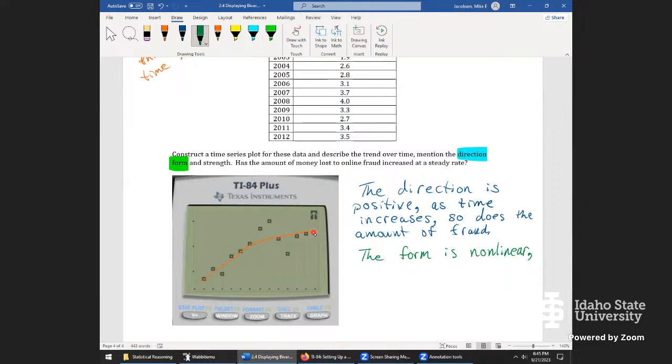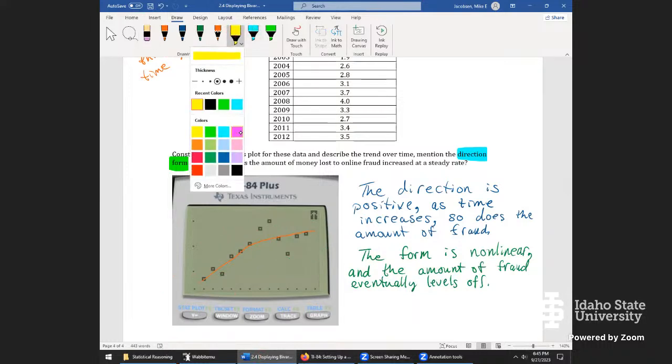We can say the form is nonlinear and the amount of fraud eventually levels off. Leveling off meaning right around here. It's becoming more flat or horizontal. That's a good thing in terms of fraud. It's still increasing, but not as fast as it was initially on this end of the spectrum. So that's 2 down. Last one is the strength of the relationship.